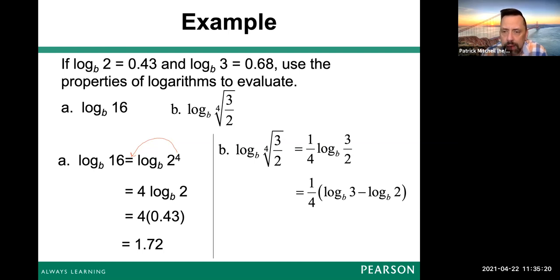And now I think we got it. Log base b of 3 is 0.68. Log base b of 2 is 0.43. All right, and crunching those numbers, you get that that comes out to 0.0625.